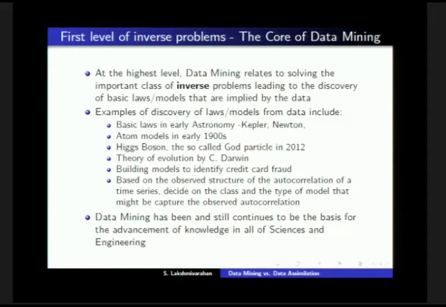So examples of discovery of laws from data include basic laws in astronomy, Kepler-Newton, atom models in the early 1900s, the theory of evolution by Darwin, based essentially on observation. Building models to identify credit card fraud is one of the problems in computer science in modern times. You make an application for a credit card, the bank asks you to fill a profile. Based on your profile, somebody does analysis. Yes, he's a good person. No, he had problems in the past. I may give you a credit card because of the inherent risk in you. I may have to charge you 5% more interest. They still want your money.